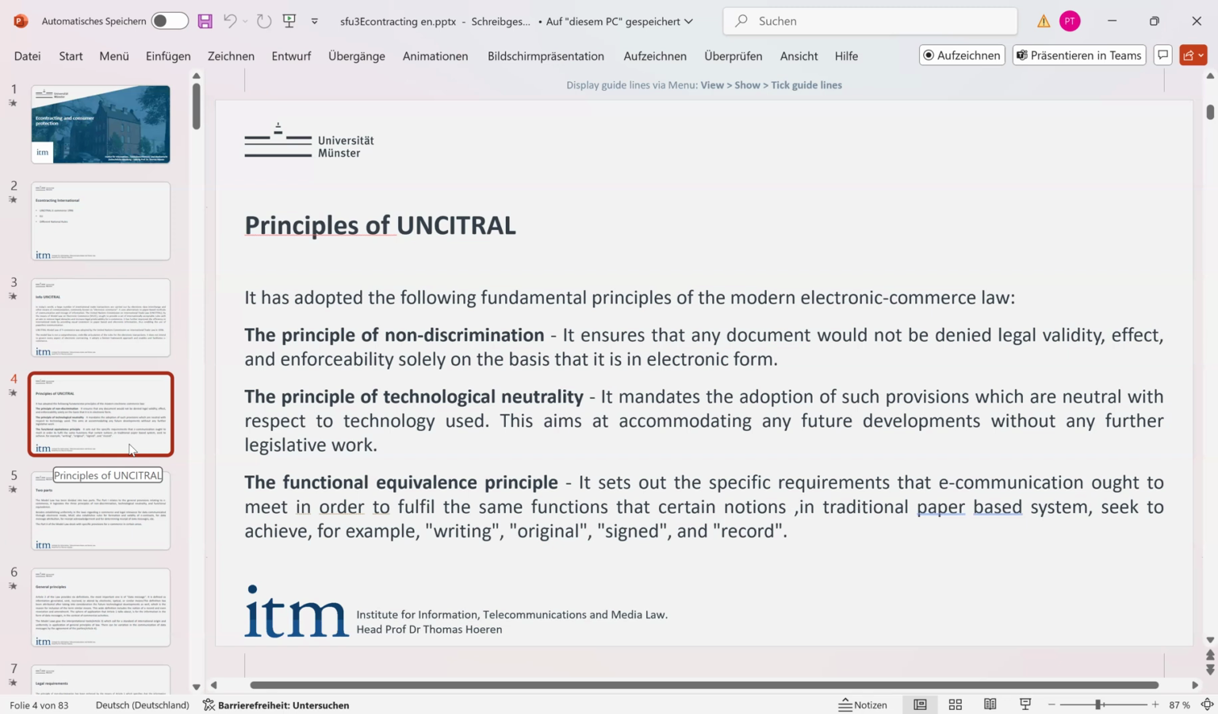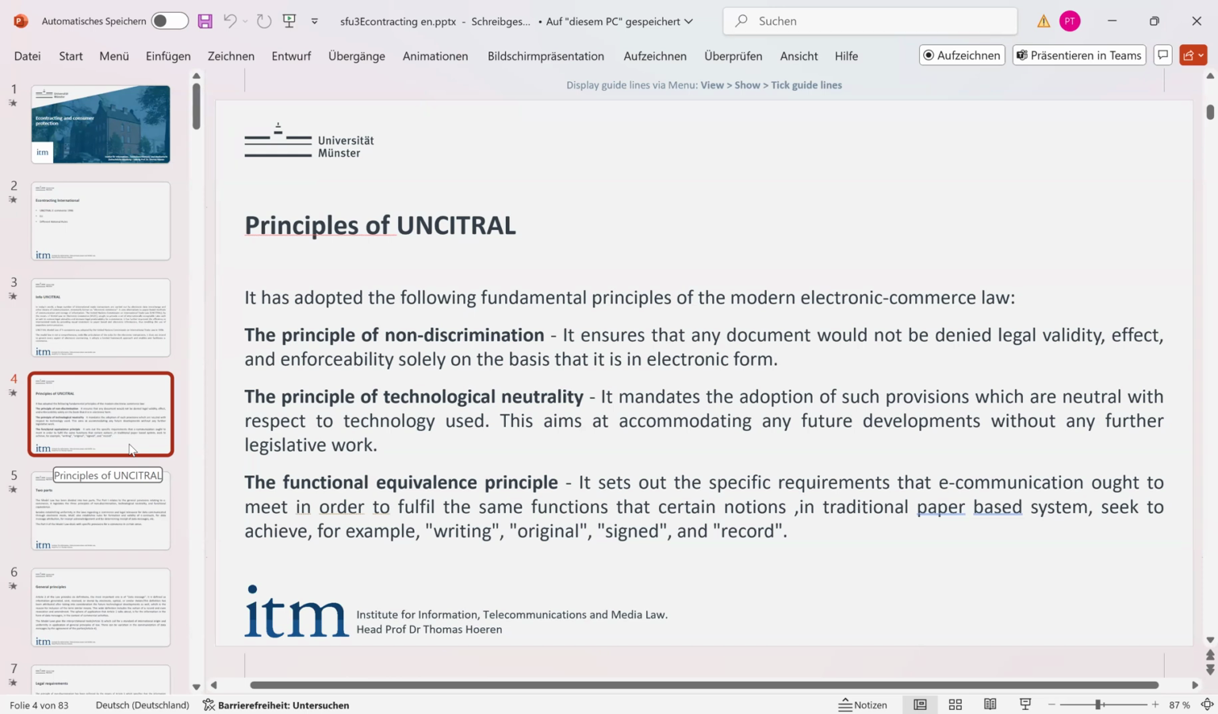Second principle, technological neutrality. It is not allowed under the UNCITRAL rules to use a certain technique and to say every citizen of Uzbekistan needs to have this technology. So you have to be open for future development.